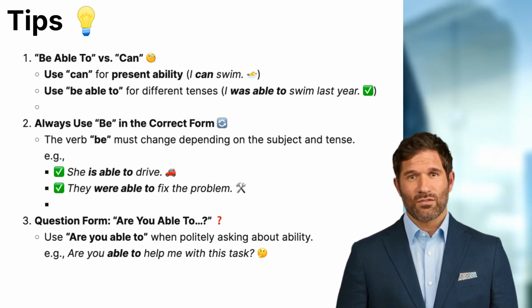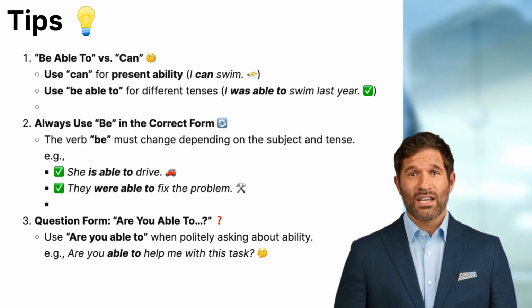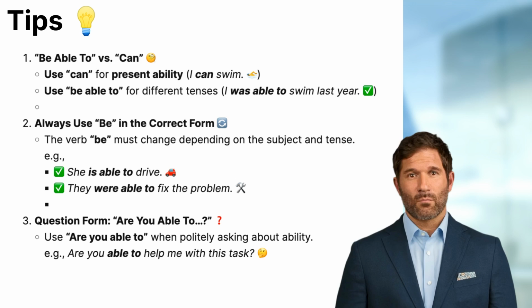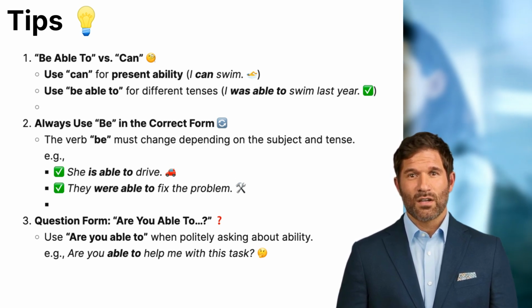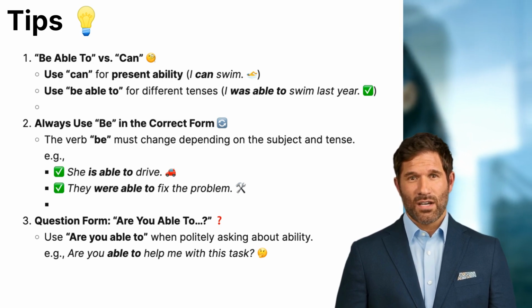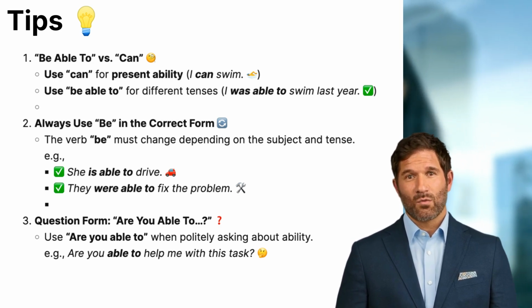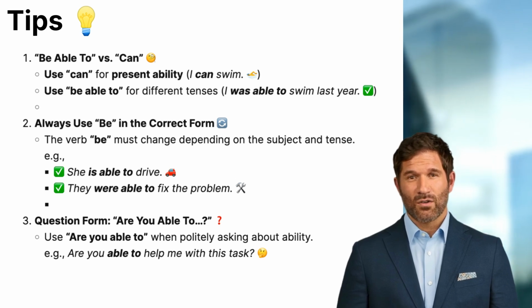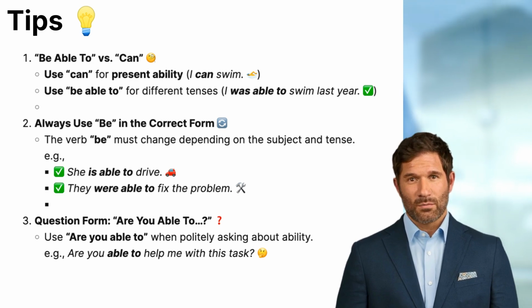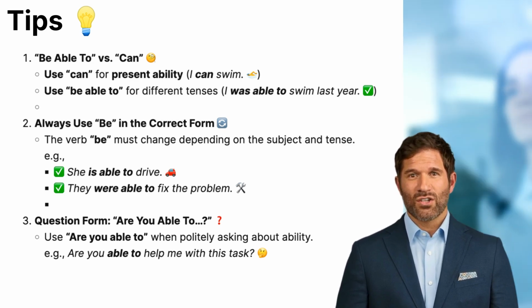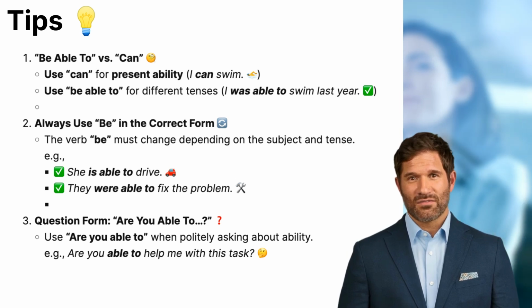3. Question form. Are you able to? When asking about ability in a polite or formal way, use are you able to instead of can you? Example. Are you able to help me with this task? This sounds more professional than can you help me? More examples. Are you able to attend the meeting tomorrow? Were you able to find the information? This structure is useful in business and polite conversations.